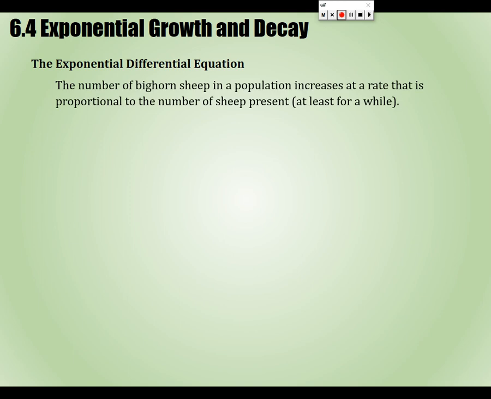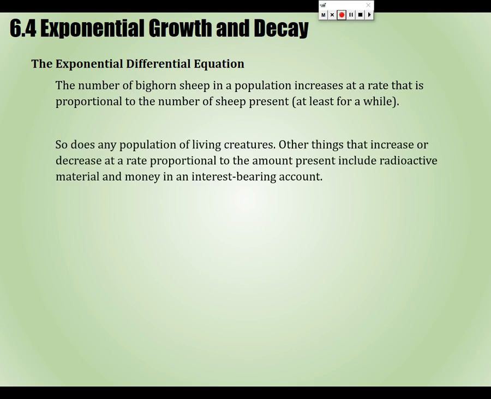So for example, we have a number of bighorn sheep in a population that increases at a rate that is proportional to the number of sheep present. That's exactly what we've just been talking about, guys. Or any population of living creatures, right? Bunnies, for example. Or you have a whole host of other rich applications that we've taught you over the years that exponential growth and decay come into. The value of a car, the depreciation on a house, radioactive elements, etc., right? And we'll cover a couple of those today, and you'll see.